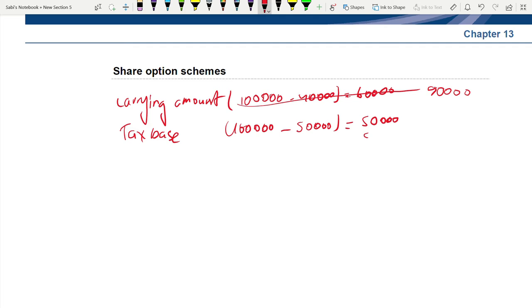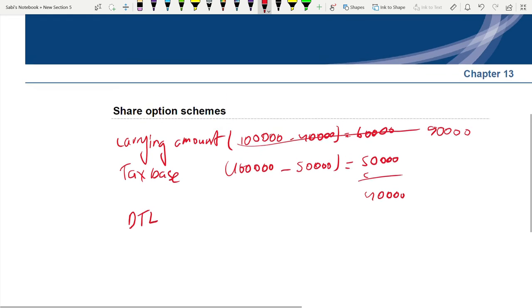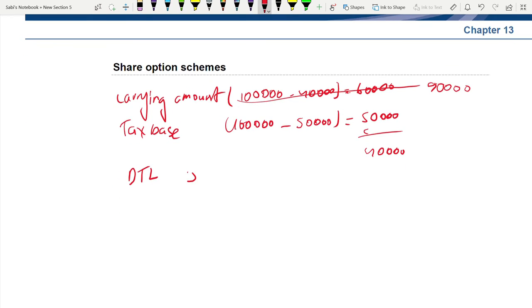So now you know 90,000 and 50,000. What is the difference? The difference is 40,000. Tell me, is it a deferred tax liability or a deferred tax asset? It will give rise to a deferred tax liability, because the tax base is less. So just apply 30% on this 40,000, which is 12,000. So 12,000 is your deferred tax liability. Correct?